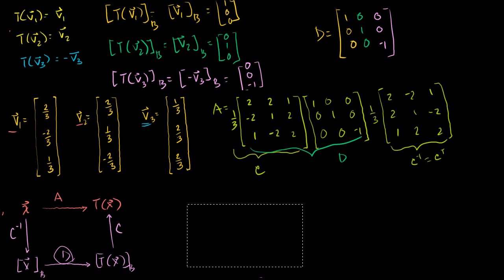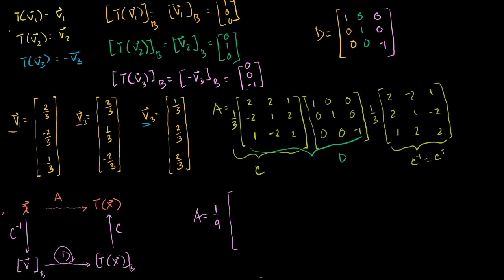Let me erase that. Okay. So let me take my pen tool back on. All right, so let's take this product right there. So A is equal to, let's take the 1/3, it's going to be equal to 1/9 times, now this is going to be another 3 by 3 matrix.